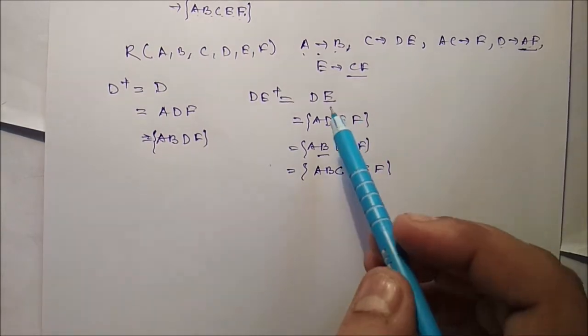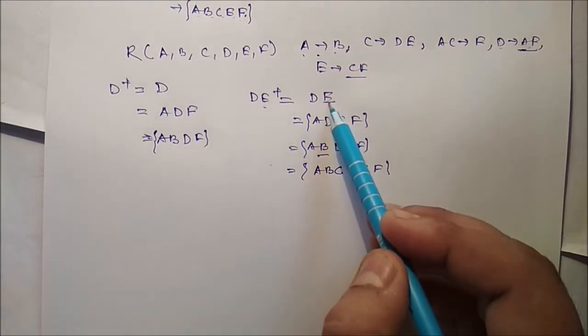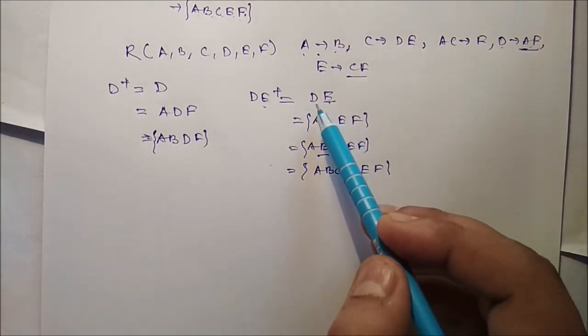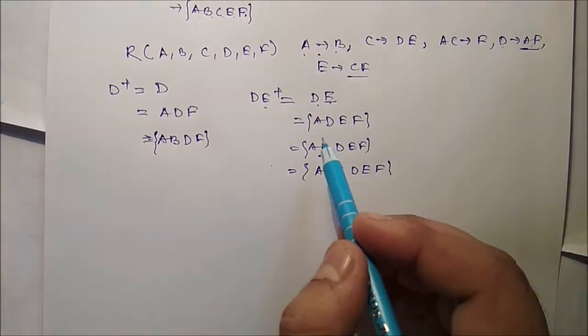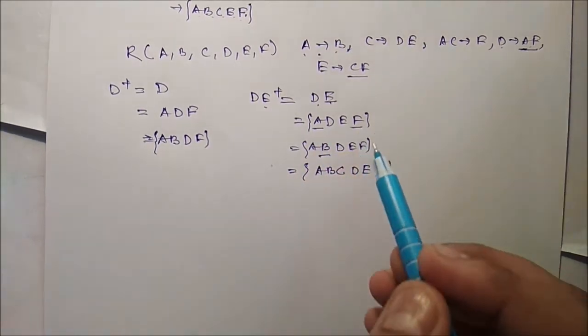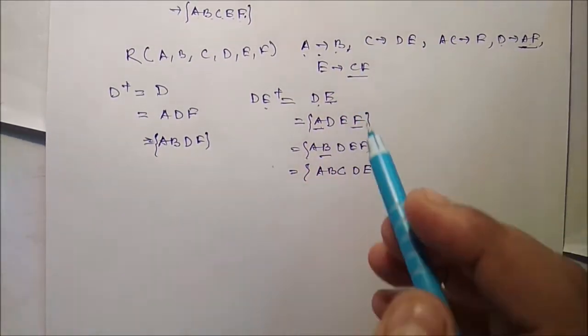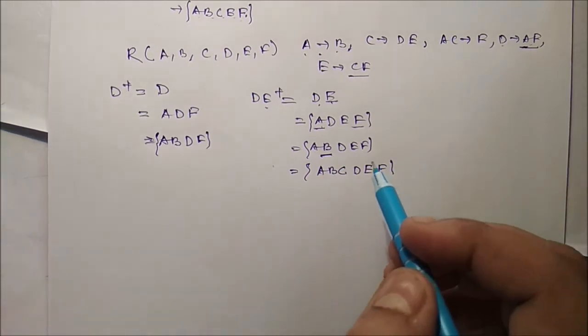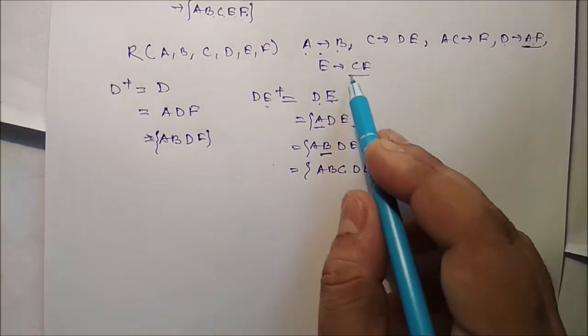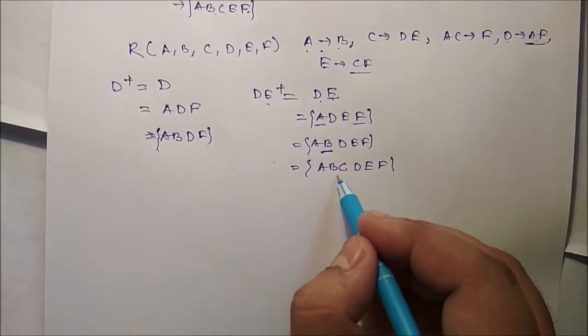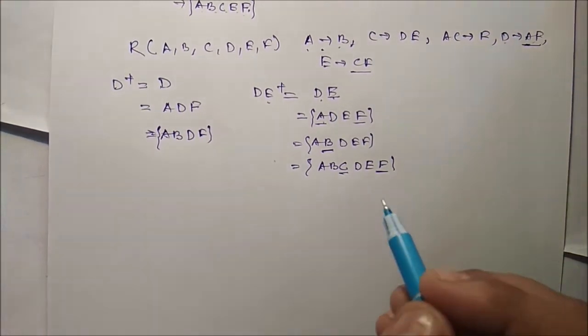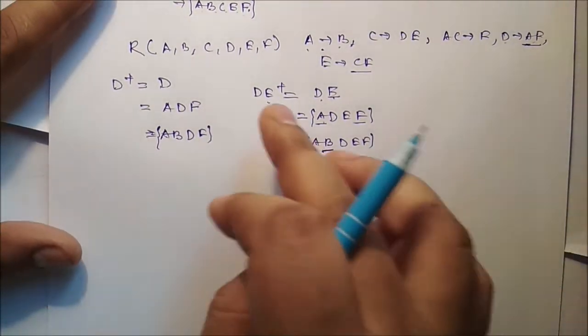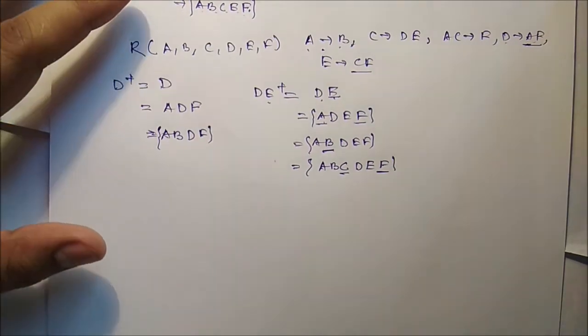From D we can identify D, no issue. From D we can identify A and F. Using A we can identify B. And using E we can identify C and F. So this is the closure of D. Are you getting this?